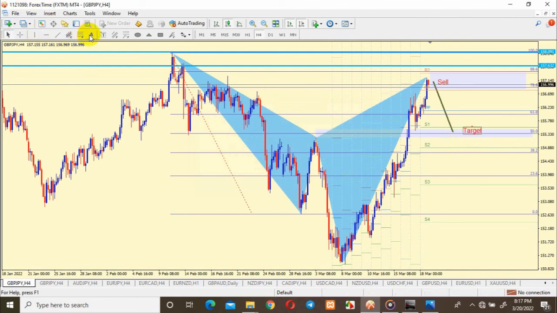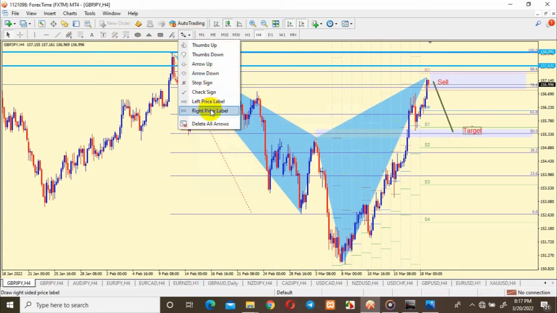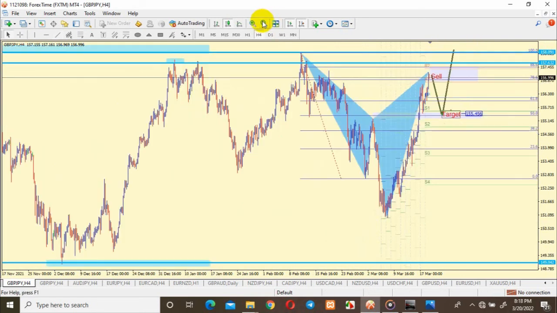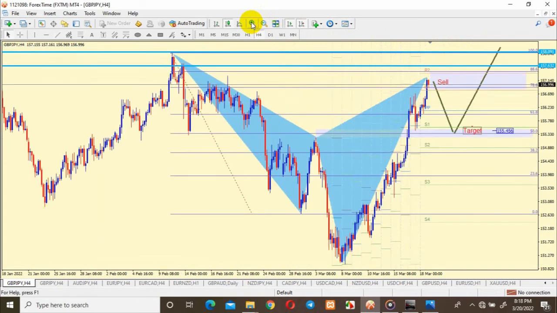$155.33. Let me bring in the price level there. So target this. Then after which we expect price to go up and meet the zone. But first of all, take the sell trade. Then after which, okay, should I give you double barrel?